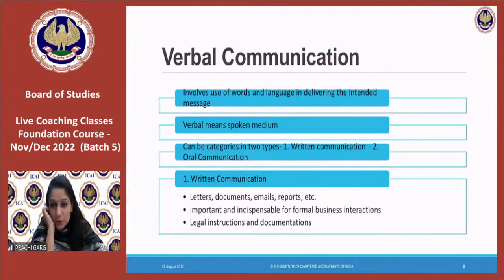Indispensable means something that you cannot avoid or you cannot separate it. Right? That's very, very essential. That's part of your thing.